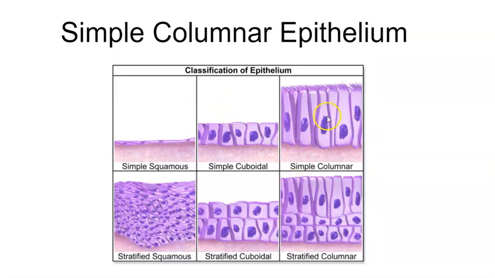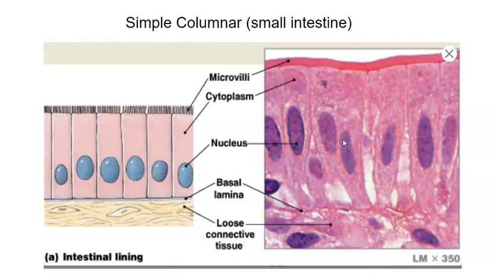Simple columnar, one layer of column-like cells. This is from the small intestine. Notice the column-like cell shape, and then the microvilli and the nucleus. This is the basement membrane, and then the connective tissue that's underneath it. All these things are visible in the actual preparation too.